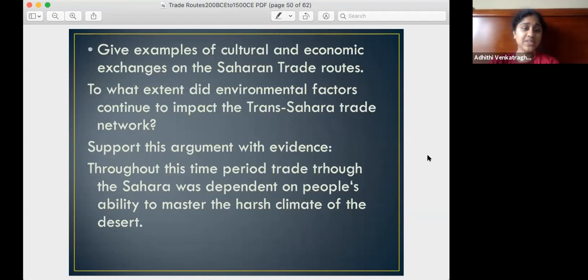This is also something that you can work on at home by yourself. Give examples of cultural and economic exchanges on the Saharan trade routes. To what extent did environmental factors continue to impact the trans-Saharan trade route? Support the argument with evidence. You can save this for later or just copy it down so you can work on this at home, but there's a lot of content to cover today, so we'll just have to move on.